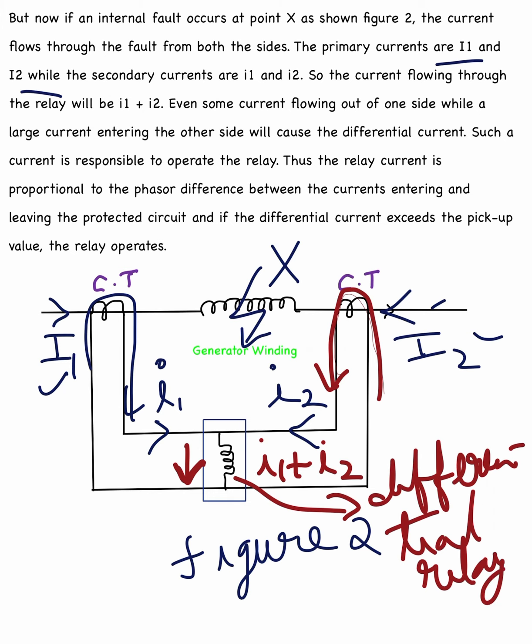Thus the relay current is proportional to the phasor difference of the current entering and leaving the protected circuit, and if the differential current exceeds the pickup value, the relay operates. So this is all about differential protection. If the fault is in the generator winding, current will flow from both the sides, and the difference of the secondary currents, that is I1 plus I2, makes the relay operate.